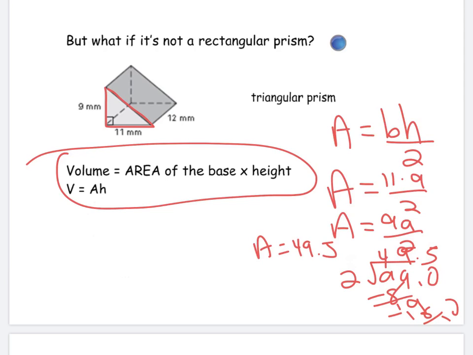Then I would take my volume formula and substitute in my area. It was 49.5. And I want to multiply that by the height. If I were to stand that prism up, it would be 12 millimeters tall because the red triangle would become its base. So I would need to multiply 49.5 by 12.